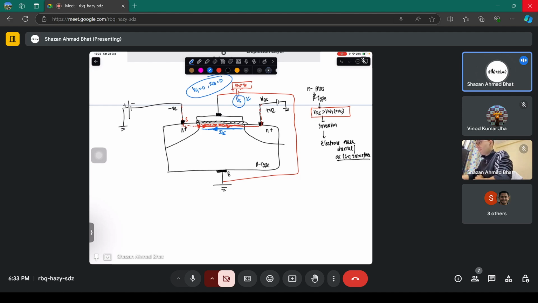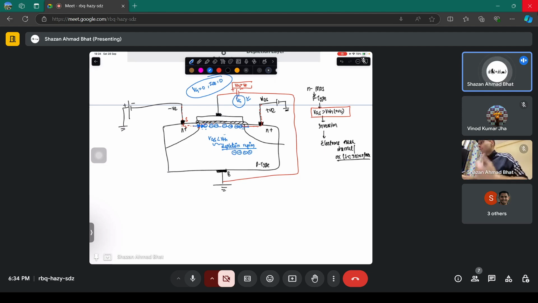Let's consider you are having VGS less than VTH, or let's say the MOS capacitor was in the depletion region. Depletion region means there are immobile ions. These immobile ions cannot move. So even if you have electrons coming from this region, they will face huge scattering because of the ions, and the ions themselves are not going to move. So you will have negligible current flowing through it.